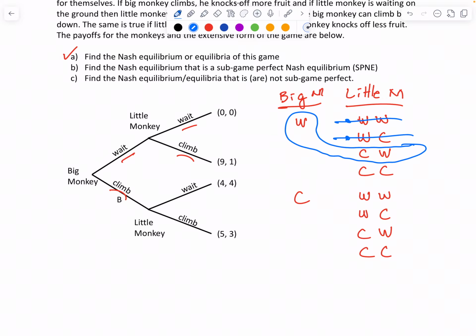Next one. Big monkey waits, and little monkey climbs regardless. That is, little monkey climbs at the top part, at the bottom part. So that means we're here again. Big monkey waits, and little monkey's going to climb. Okay. So again, we know little monkey would not want to switch from 1 to 0. So we're okay on that. Okay. So far, so good.